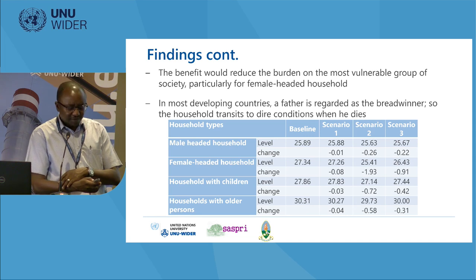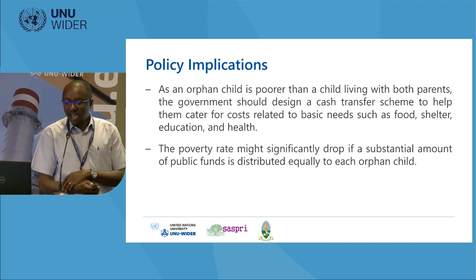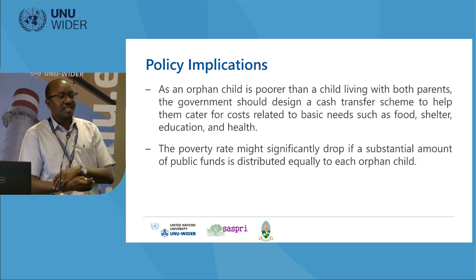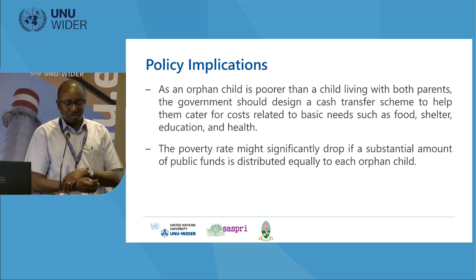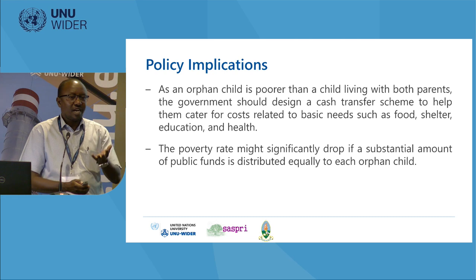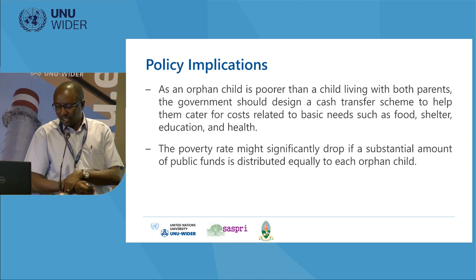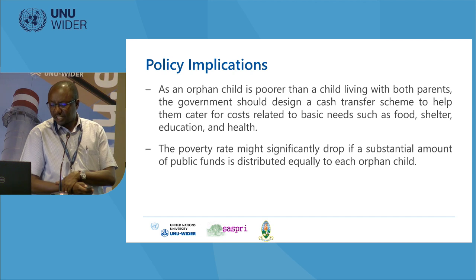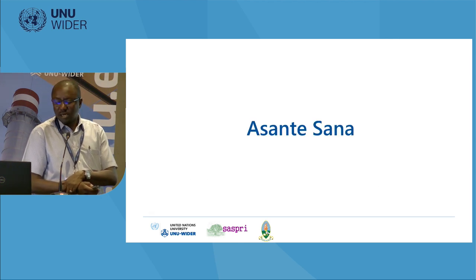So what does it say in terms of policy implication? I'm about to close now. It is maybe high time as a country, as a government, to think of introducing this particular program as far as inclusivity is concerned and the fight against poverty. The higher the amount, the higher the effects, and the better for the children in the country. The poverty rate might significantly drop if a substantial amount of public funds is distributed equally to each orphan child. Asante sana, thank you.